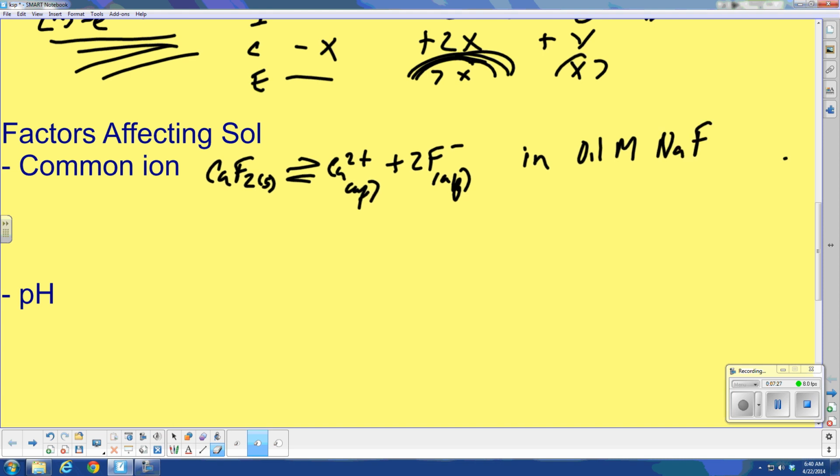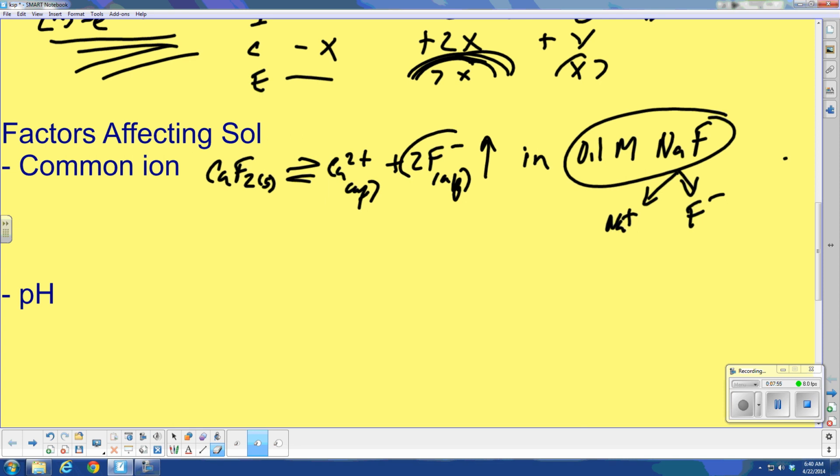So instead of being in water, we're going to drop this stuff in sodium fluoride. And the question is, what effect would that have on solubility? Now, there's a qualitative and a quantitative way to look at this. What am I doing here? This is going to break into, since it's a strong electrolyte, sodium ions and fluoride ions, right? So that means, at the beginning, I am going to increase my concentration of my fluoride.